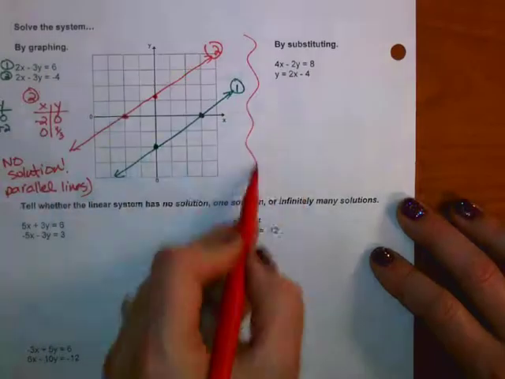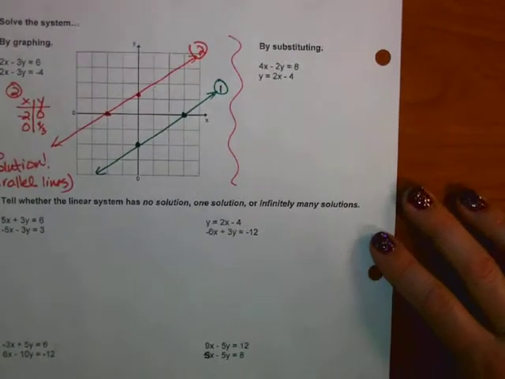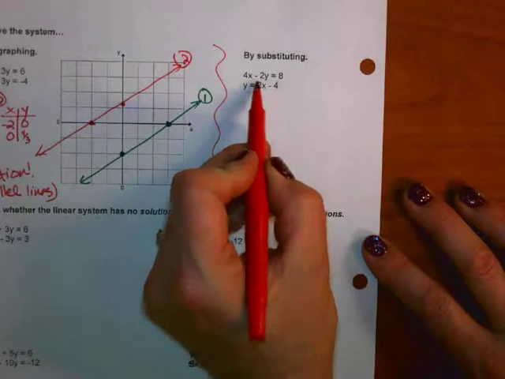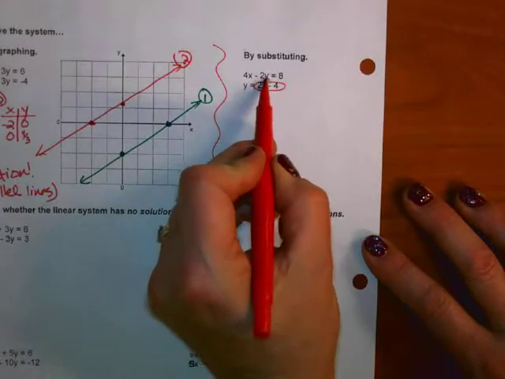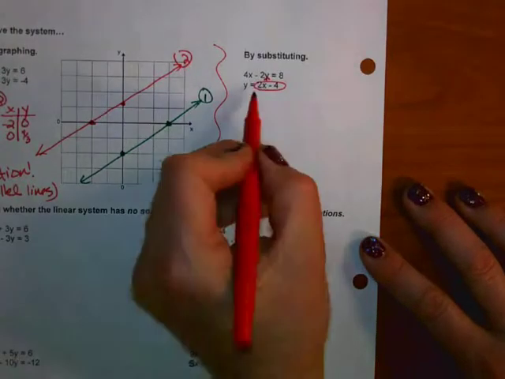Okay. Notice I'm using green and red because I'm feeling festive. All right. Solve by substituting. So look, they have y equals this stuff. So I'm going to put it in for y. Into there. Okay? So I'm going to go ahead and substitute.